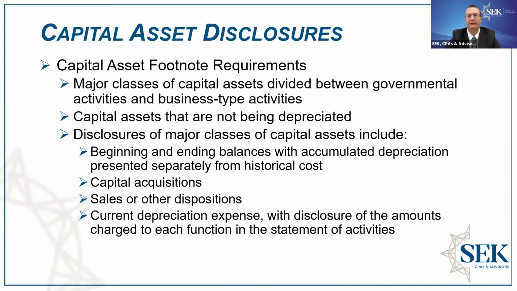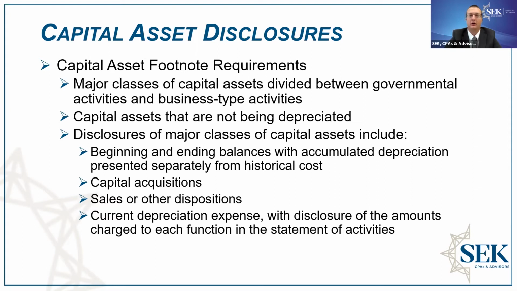Once you get past note number 1, the summary of significant accounting policies related to the capital assets, there is a footnote disclosure required for the capital assets to provide additional details. Some of those requirements are first to segregate the major classes of capital assets. Again, you want to segregate the amounts between governmental activities and business type activities. On the financial statements, those are 2 separate columns, so similarly in the footnotes, you want to segregate those as well.